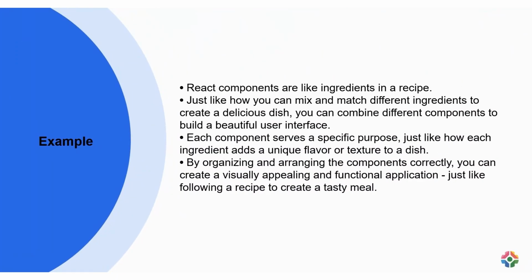React components are like ingredients in a recipe. Just like how you can mix and match different ingredients to create a delicious dish, you can combine different components to build a beautiful user interface. Each component serves a specific purpose, just like how each ingredient adds a unique flavor or texture to a dish. By organizing and arranging the components correctly, you can create a visually appealing and functional application, just like following a recipe to create a tasty meal.